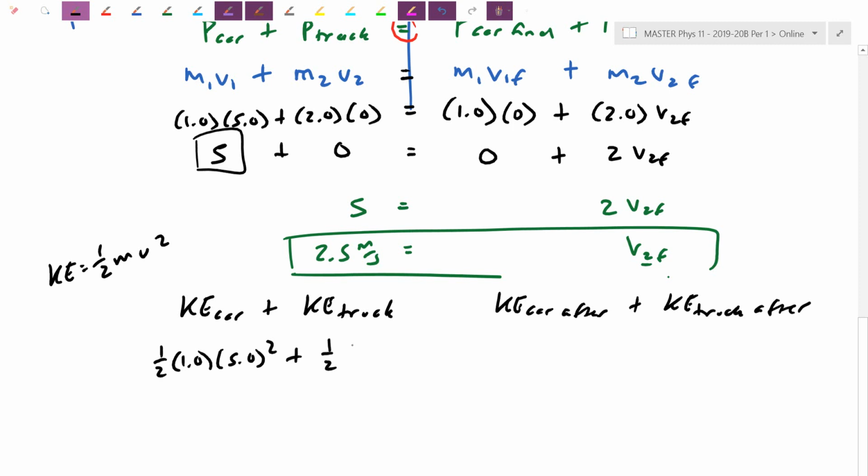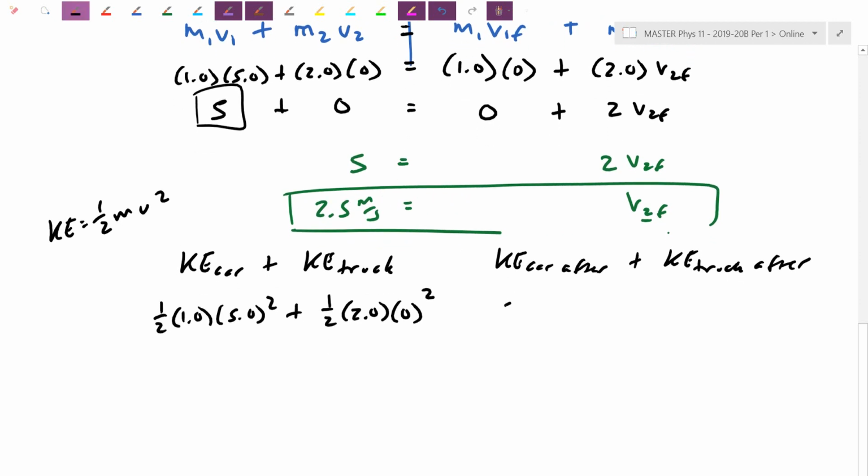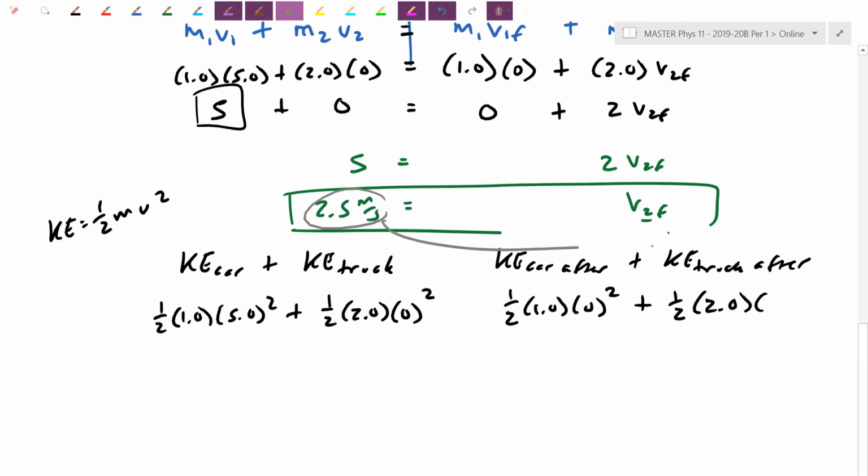Let's add that to 1/2, the truck was twice as heavy. This one here wasn't moving, because kinetic energy is moving energy. No surprise, that one there just drops to 0. On the other side, the car afterwards, 1/2 mv squared, the car came to a halt, so it's 0. And then we're going to have 1/2 mv squared, 2.0 times our velocity. At first we didn't know what it was, but based on conservation of momentum, the truck has to leave with 2.5, and that'll actually go to kinetic energy.